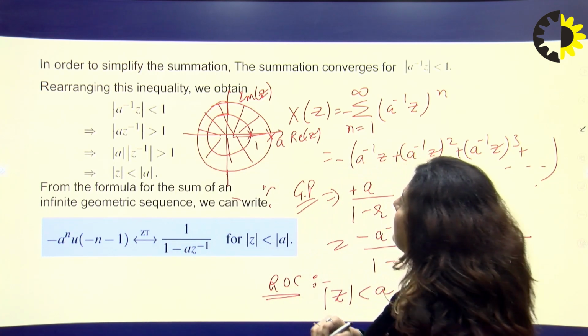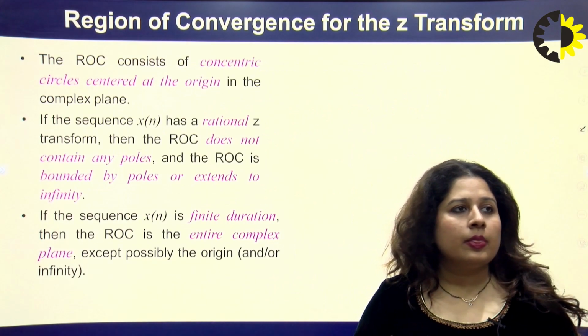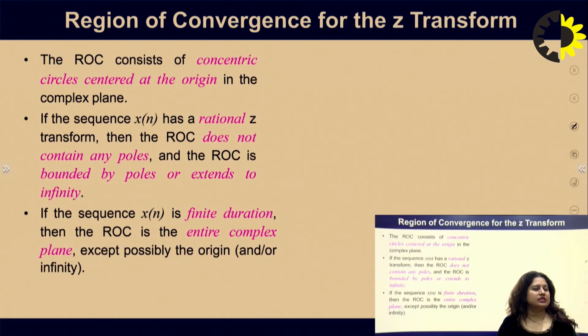So here also we can have two cases, when a is greater than 1 and when a is less than 1. So what is the region of convergence for the Z transform? The region of convergence consists of concentric circles centered at the origin in the complex plane. If the sequence x n has a rational Z transform, then the ROC does not contain any pole and the ROC is bounded by poles or extends to infinity. If the sequence x n is of finite duration, then the ROC is the entire complex plane except possibly the origin and or infinity. So we have to see what the region of convergence is according to the expression.